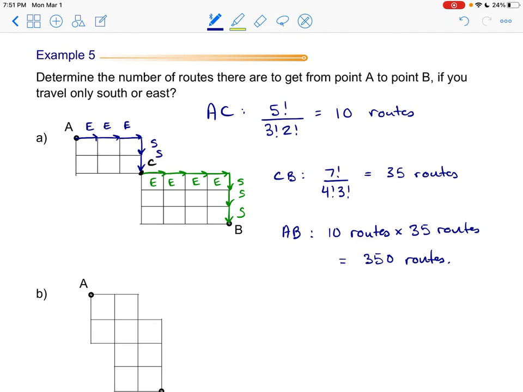So the strategy here for these multiple squares, in examples like A, we'll do B separately in another video. But the strategy here is to separate, and multiply, or treat it like an and type of problem where we're doing one set of routes and the other route.